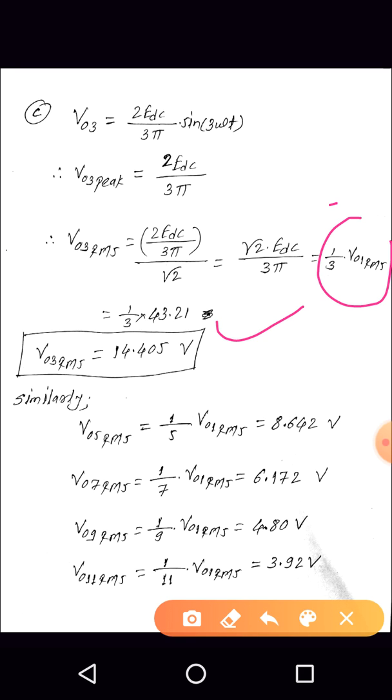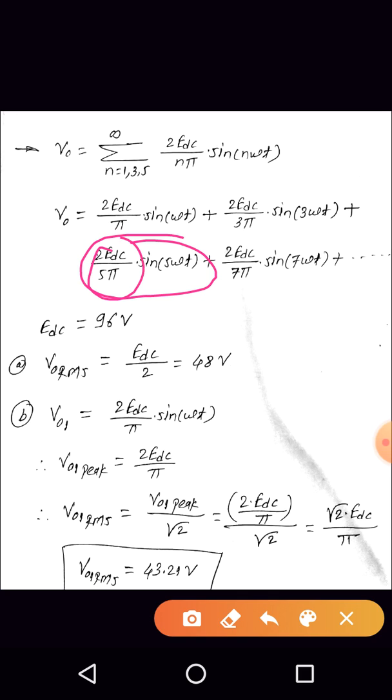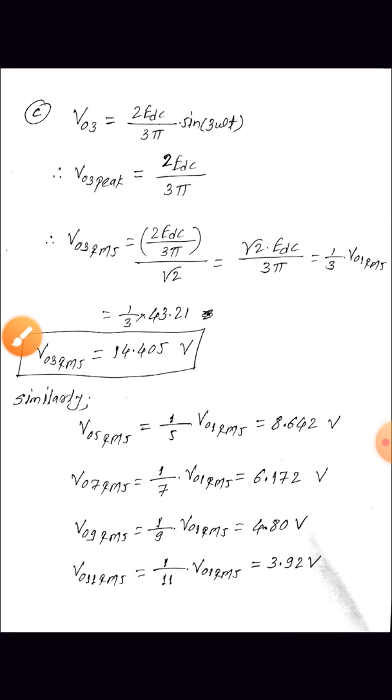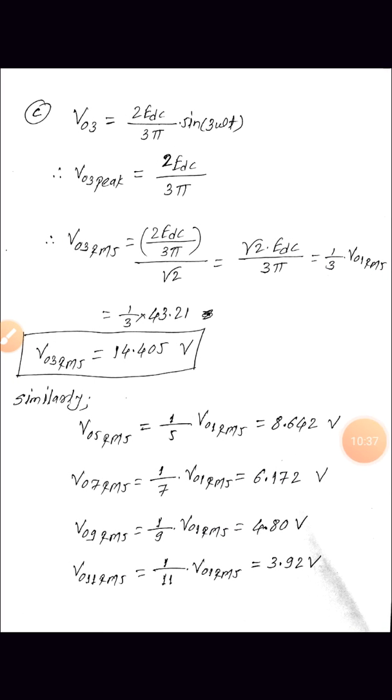right? Next, similarly, can we write for V05 RMS? Yes, V05 RMS, it will be V05 peak divided by root 2, right? So what will be the V05 peak? For the V05, what is the output? It is 2 EDC by 5 pi into sine of 5 omega t. So what about this 2 EDC by 5 pi? It indicates the peak value. So 2 EDC by 5 pi divided by root 2 means it is RMS value, right? So can we write it as 1 by 5 into V01 RMS, right?